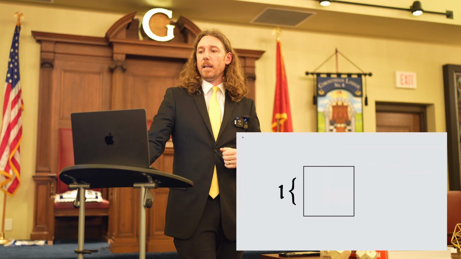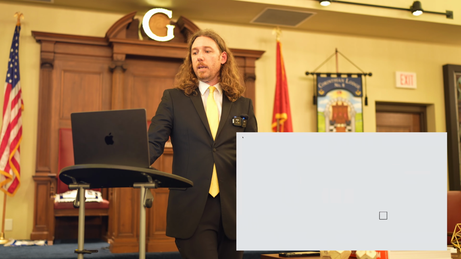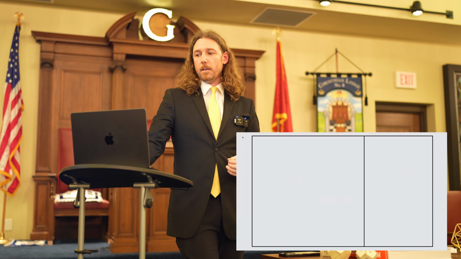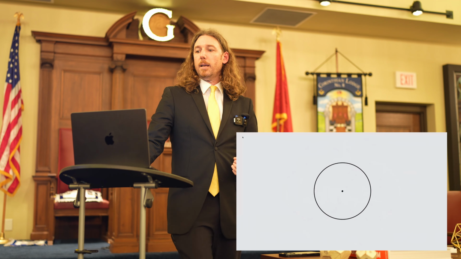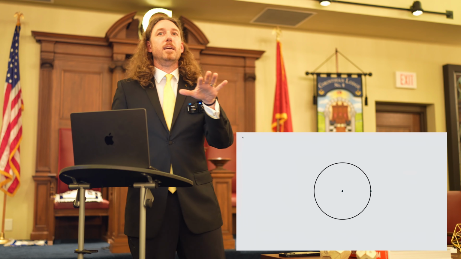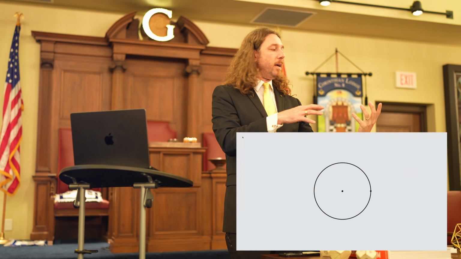I'm going to skip ahead a little bit. There's a construction for the golden mean. There's a construction for the Fibonacci spiral. There's this construction for the golden spiral. I want you to see this. And this is the last thing I'm going to leave you with. And this is something you can take home and play with.